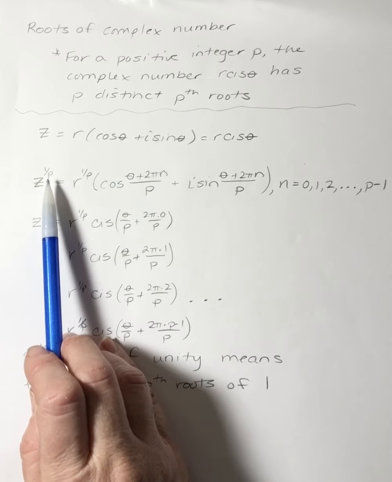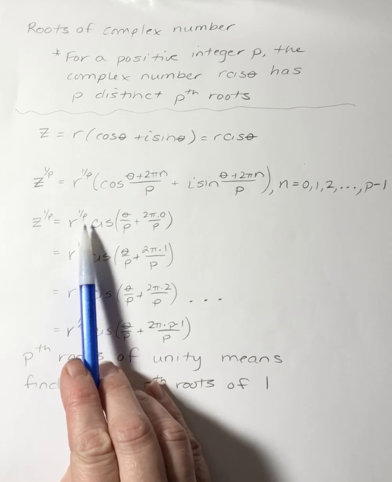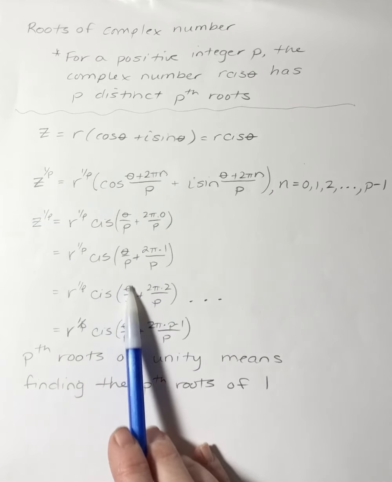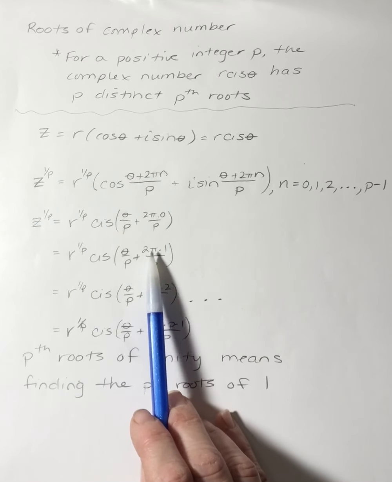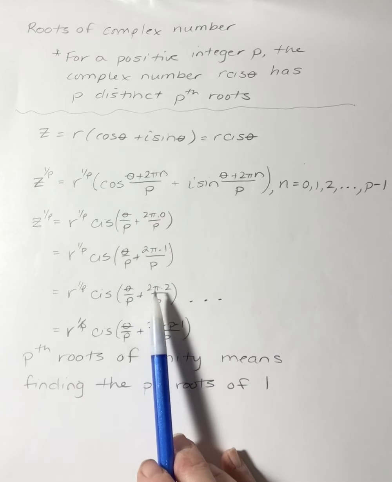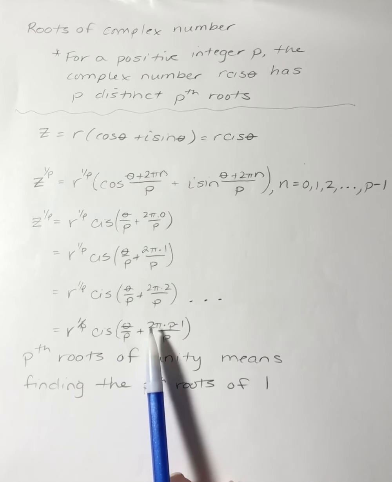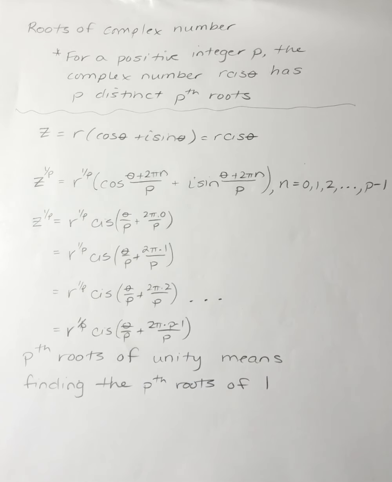So if I'm finding the 5th root, I would take r to the 1/5. I would take theta divided by 5. This theta divided by 5 is going to stay the same. I would add 2 pi over 5. Then I'd add 4 pi over 5. Then I'd add 6 pi over 5. Then I'd add 8 pi over 5. And then that'd be it. Those would be my 5 answers, okay?